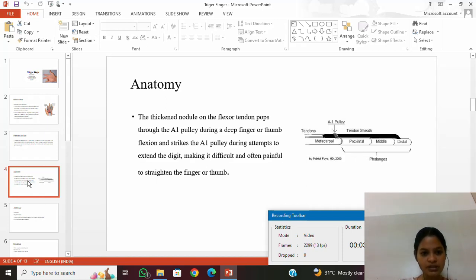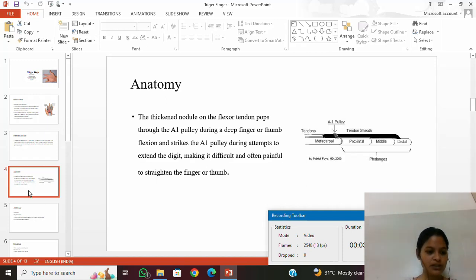Okay, so here in the anatomy part, the thickened nodule on the flexor tendon pops through the A1 pulley during a deep finger or thumb flexion, and strikes the A1 pulley during attempts to extend the digit, making it difficult, often painful, to straighten the finger or thumb.